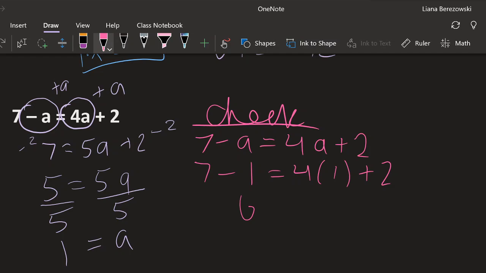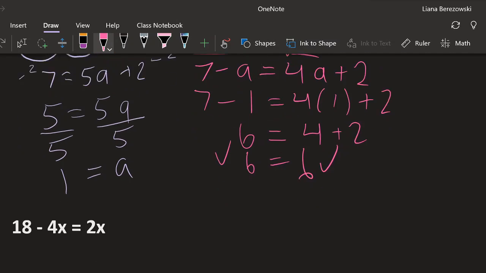7 minus 1, that's pretty straightforward. It's just going to be 6. 4 times 1 is going to be 4 plus 2. And then 4 plus 2 is also 6. So both sides of the equation are balanced. We solved for the variable correctly.